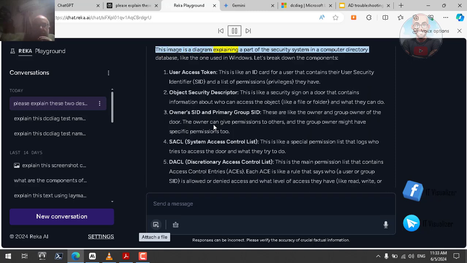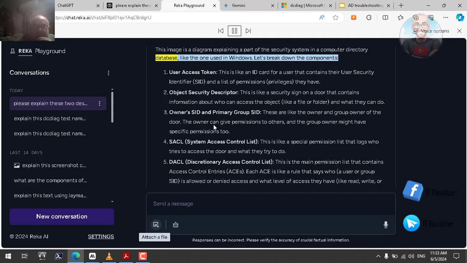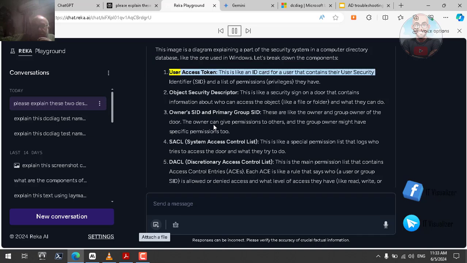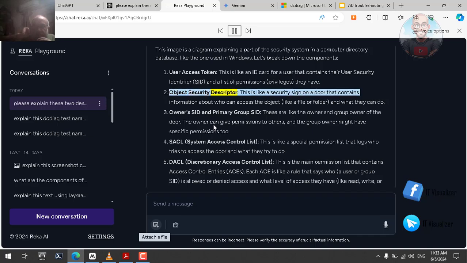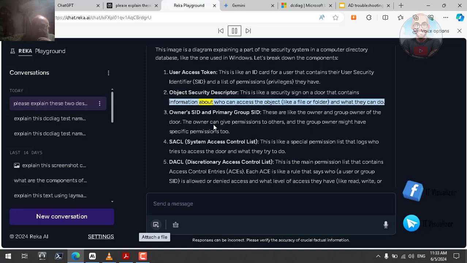This image is a diagram explaining a part of the security system in a computer directory database, like the one used in Windows. Let's break down the components. User Access Token. This is like an ID card for a user that contains their User Security Identifier, SID, and a list of permissions, privileges they have. Object Security Descriptor. This is like a security sign on a door that contains information about who can access the object, like a file or folder, and what they can do.